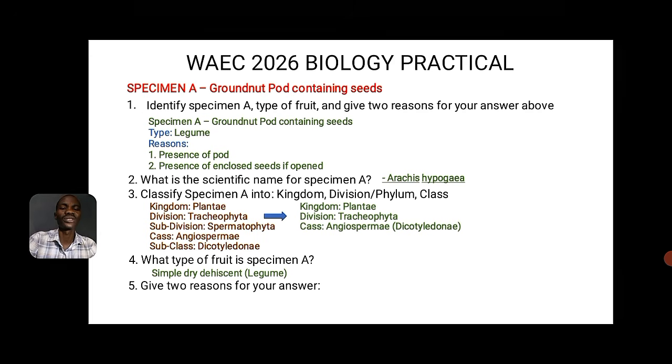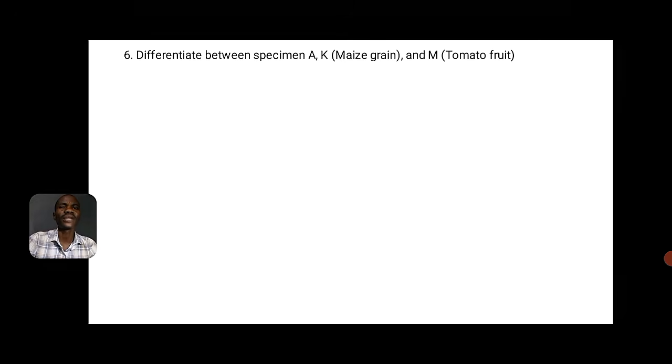Give two reasons for your answer. Number one is the presence of a pod, and then it develops from a single carpel, that is a monocarpous ovary, and it belongs to the legume fruit type. That's what I've just explained. However, legumes do not split on their own. Now, number 6: differentiate between specimen A, specimen K, which is maize grain, and specimen M, which is tomato fruit.